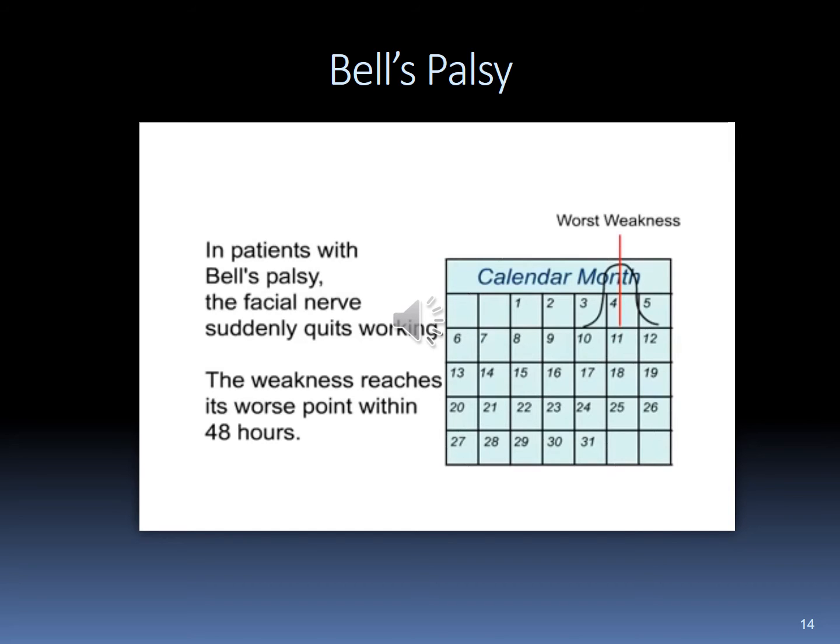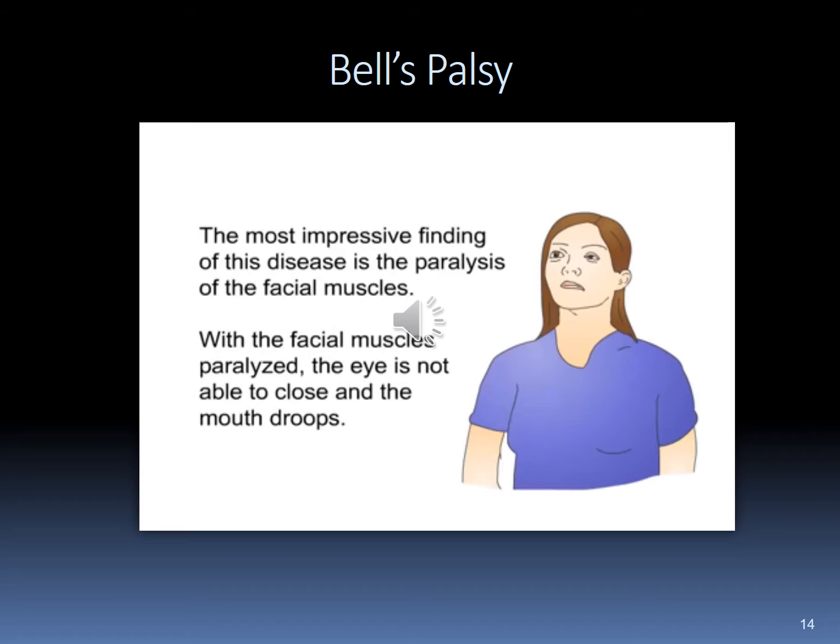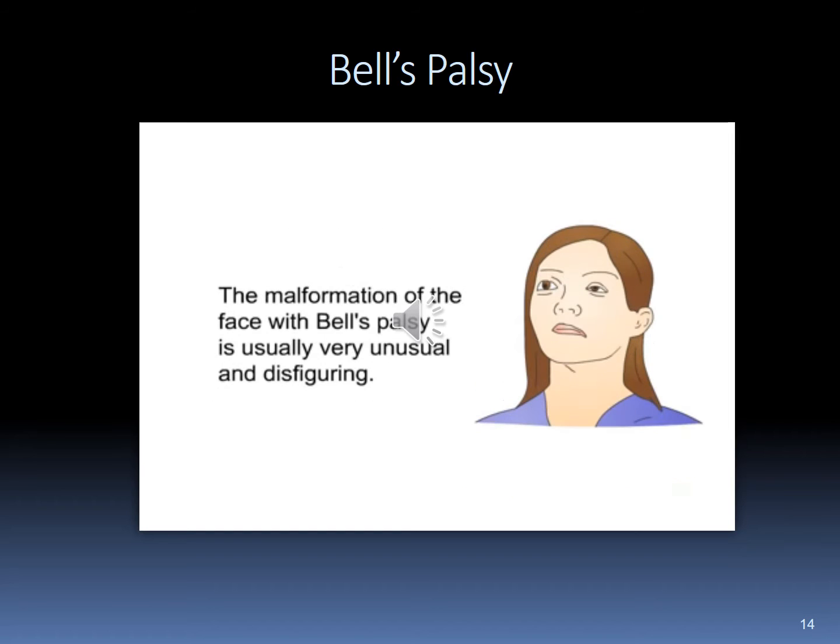In patients with Bell's palsy, the facial nerve suddenly quits working. The weakness reaches its worst point within 48 hours. The most impressive finding of this disease is the paralysis of the facial muscles. With the facial muscles paralyzed, the eye is not able to close and the mouth droops. The malformation of the face with Bell's palsy is usually very unusual and disfiguring.